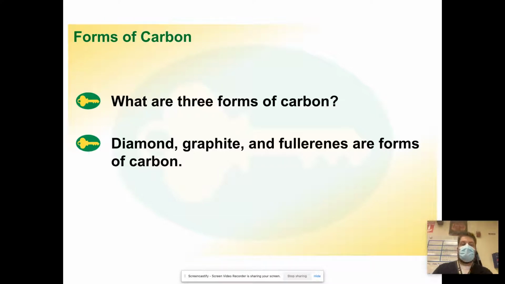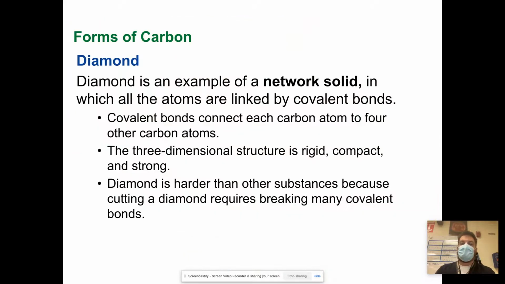So, what are 3 forms of carbon? Well, diamond, graphite, and fullerenes are forms of carbon. A diamond, you guys know what a diamond is, but it's an example of a network solid in which all atoms are linked by covalent bonds. Covalent bonds connect each carbon atom to 4 other carbon atoms. A 3-dimensional structure is rigid, compact, and strong. Diamond is harder than any other substance because cutting a diamond requires the breaking of covalent bonds.